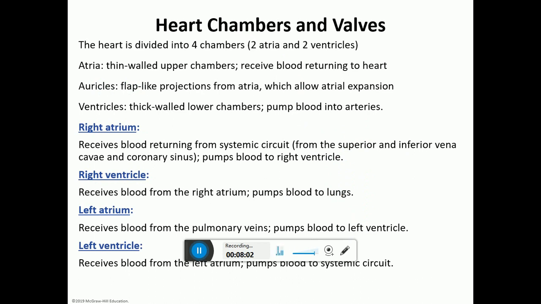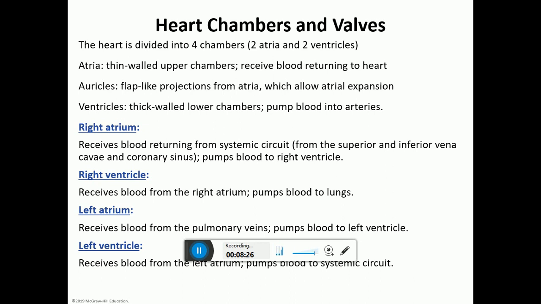The chambers and the valves, we have the 2 upper chambers. Those are your right atrium and the left atrium. The ones on the bottom are known as the ventricles, right and left ventricle. And then there are also auricles. Auricles kind of look like these 2 little flappy extensions that are attached to the atria. They are continuous with the atria, and those allow for the atrial expansion.